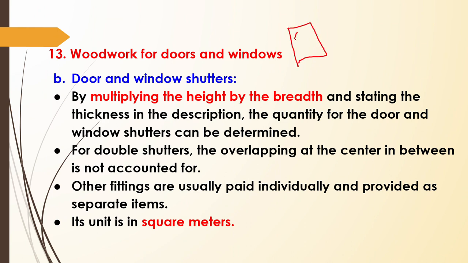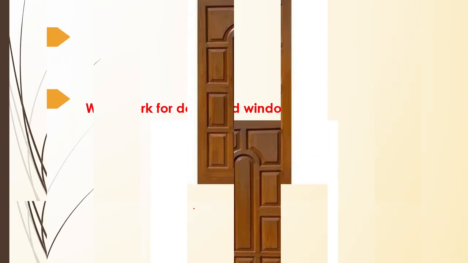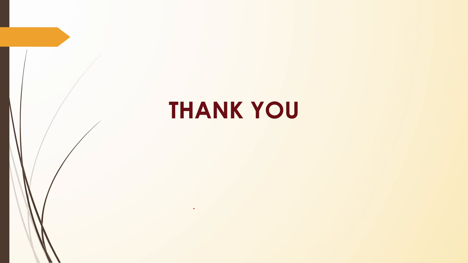This is the frame, and inside is known as shutter. So multiplying height by breadth, you will get the total area. It is calculated in terms of area, not volume. So this is about woodwork for door and window. These are the different items we have to consider while calculating the quantity and the cost of a particular building. Okay, thank you.